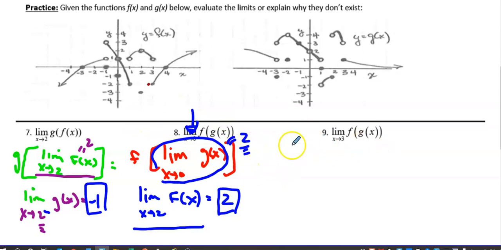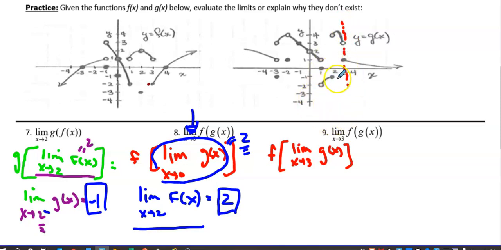I'm going to need a lot of room, so I'm going to start over here. So the limit as x approaches 3 of f of g of x. Just like we've done in the previous examples, 7 and 8 here, we're going to put the f on the outside, and we're going to do the limit as x approaches 3 of g of x. Okay? Now we look at this, and you've got to be kidding me, right? Look at this. It's another piecewise function.